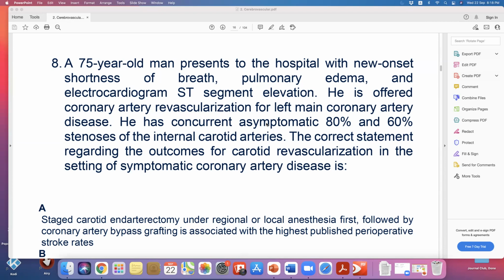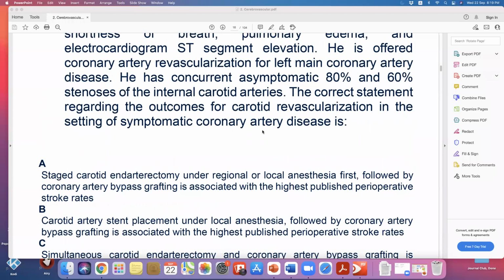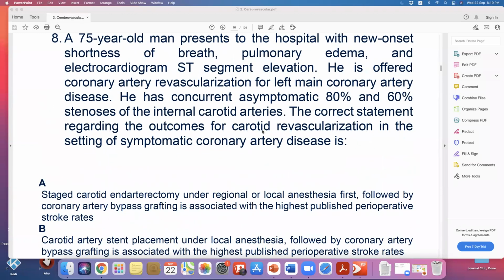Now, Samer, can I say? Yes. I think the key points in this question are two. Revascularization of the left main coronary artery, which is an urgency. And the other point is that the carotid stenosis is asymptomatic, 80%. I think whoever is asking this question wants to say that when you have left main disease and asymptomatic carotid stenosis with ST elevation, you go to revascularization of the coronary artery, which is more important.